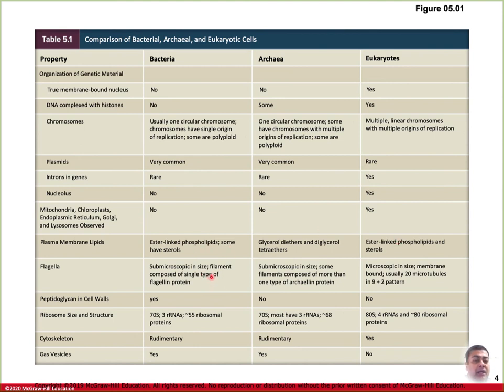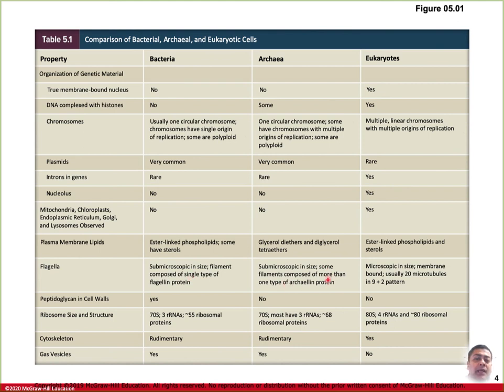The flagella is actually submicroscopic in size, and the filament is composed of a single type of flagellin protein. This flagellin protein is deposited at the very top of the flagella in the process of flagella building. And the proton motive force, again repeating, drives this flagella when the protons fall down from the periplasmic space into the cytoplasm. That proton motive force drives the flagella. That's the energy of the flagella.